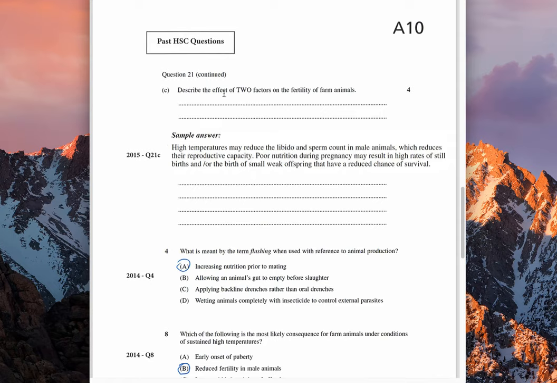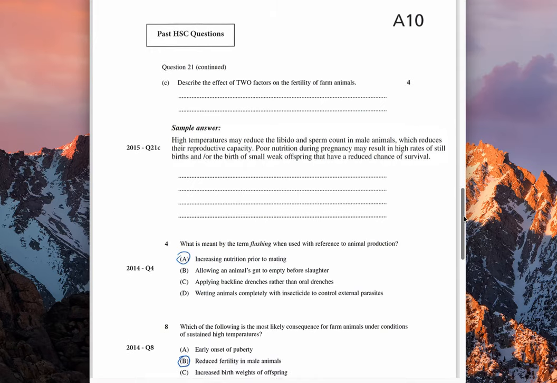So describing the effect of 2 factors on the fertility of farm animals. The first one is high temperatures or climate may reduce the libido and sperm count in males. That's good so far, which reduces their reproductive capacity. Okay, so this extra bit here at the end really makes sure that the mark is received there. Poor nutrition during pregnancy, so nutrition is the second factor, may result in high rates of stillbirths and or the birth of small weak offspring and have a reduced chance of survival. Okay, so that's, like I said, basically the minimum required for a 4 there.